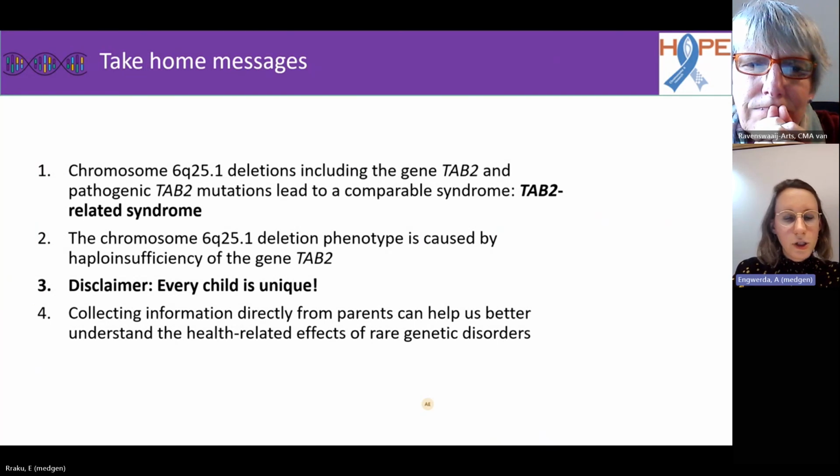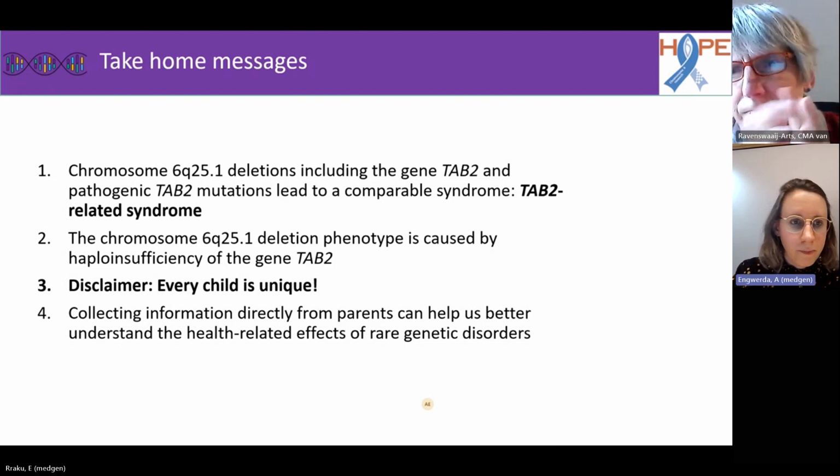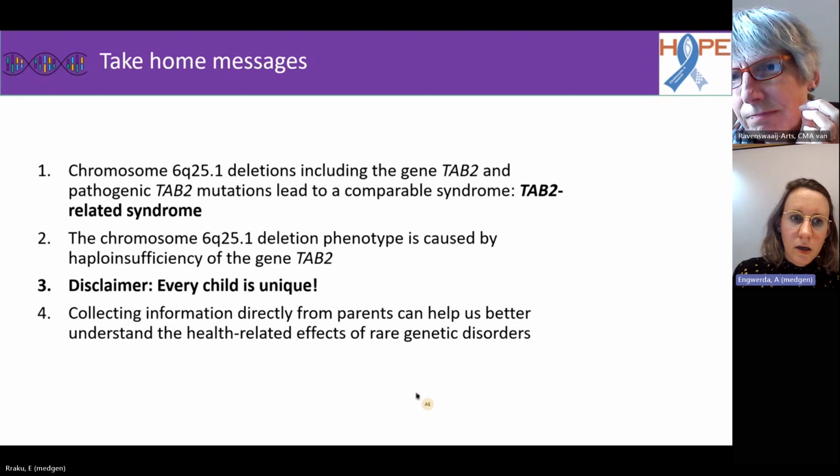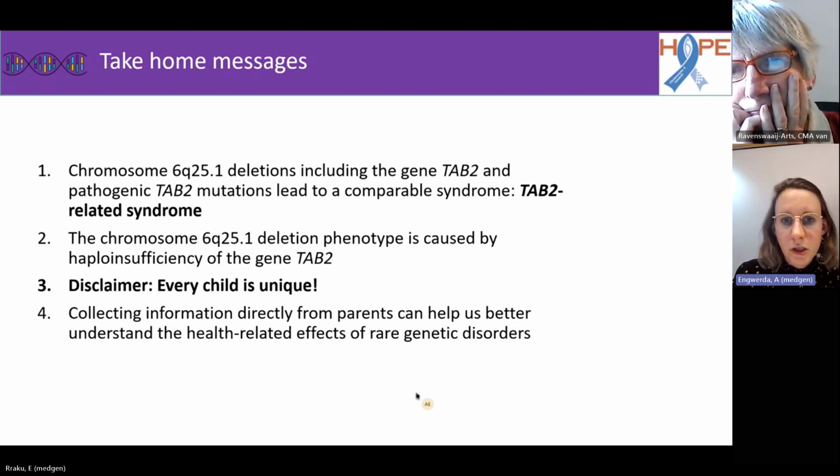Then the take-home messages are that the chromosome 6q25.1 deletions, including this TAP2 gene, and the mutations within the TAP2 gene lead to a very comparable syndrome, also called the TAP2-related syndrome, and that the phenotype of the chromosome 6q25.1 deletion is mainly caused by the haploinsufficiency of this TAP2 gene.